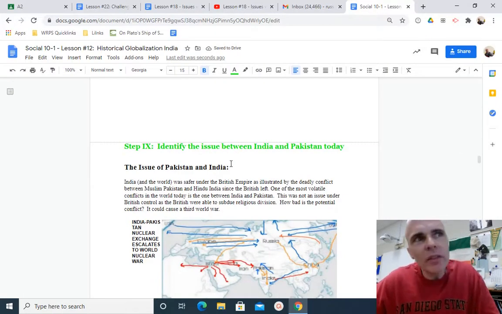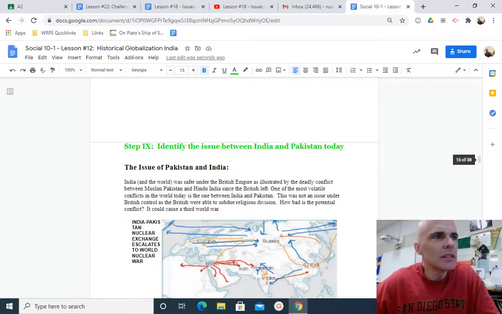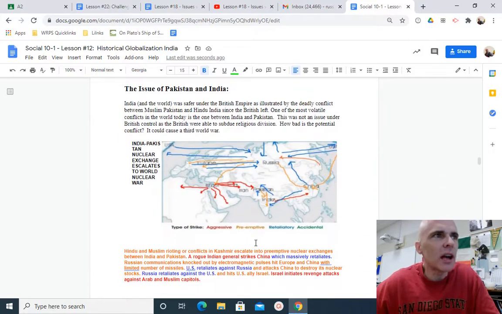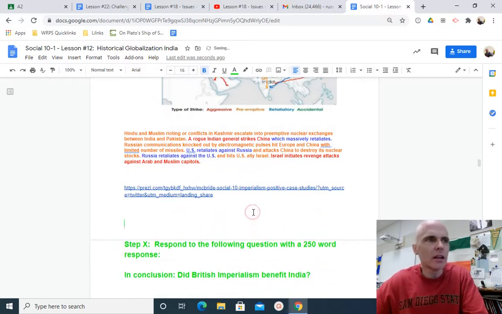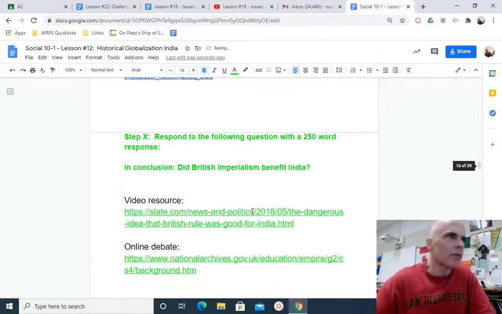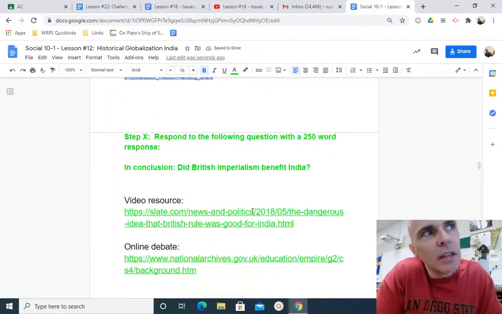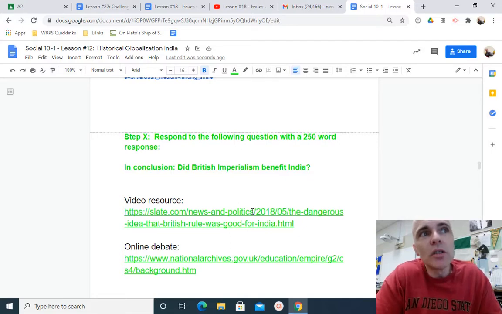Step 9, identify the issue today between India and Pakistan. And again, step 8, step 9, these can be done in just a couple of sentences. There's not a lot of depth that is needed here, because step 10, my friends, is a little longer of an assignment. It says, respond to the following question with a 250-word response. In conclusion, did British imperialism benefit India?